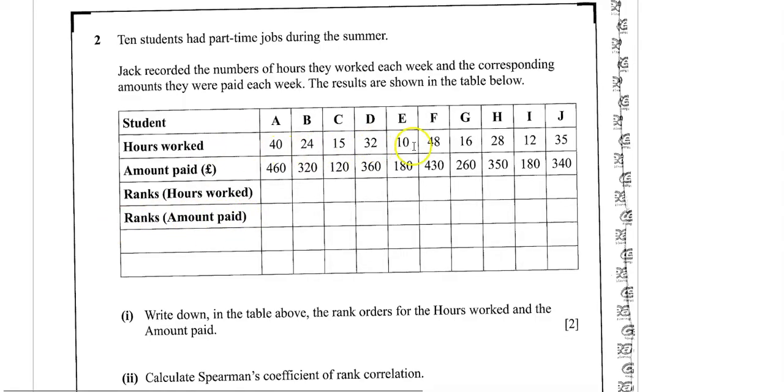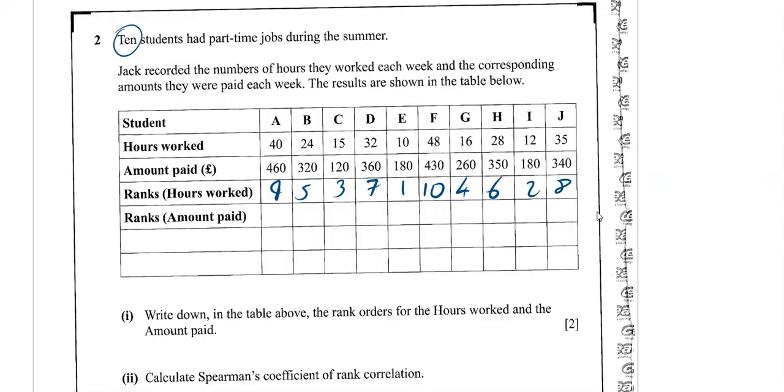So the smallest thing I can see here is the 10. So I've got my 10 is number 1. Then the next smallest is a 12, it's going to be number 2. The next smallest is a 15, number 3. The next smallest is the 16, number 4. The next smallest is the 24, number 5. Then we've got 28, number 6. Then we've got 32, which is number 7. Then 35, number 8. And then 40 is number 9, and our last one then is 10. Remember, we had 10 students, so it makes sense for me to go from 1 to 10.